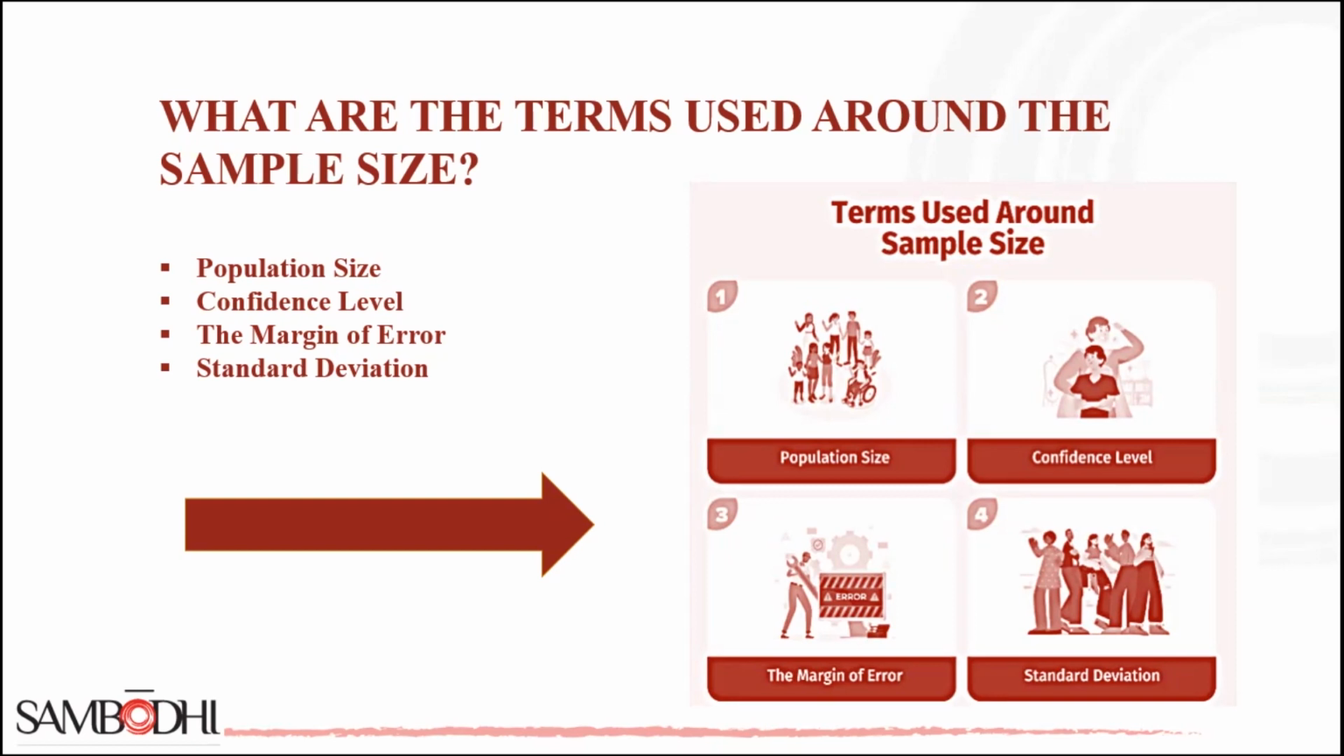Confidence level. The confidence level tells you how sure you can be that your data is accurate. It is expressed as a percentage and aligned to the confidence interval. For example, if your confidence level is 90%, your results will most likely be 90% accurate.